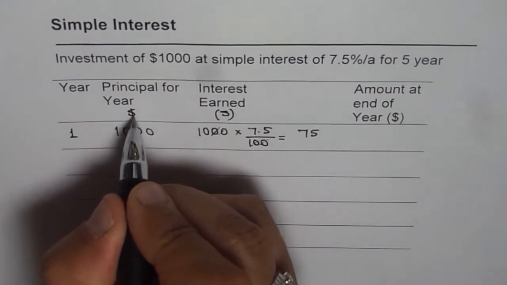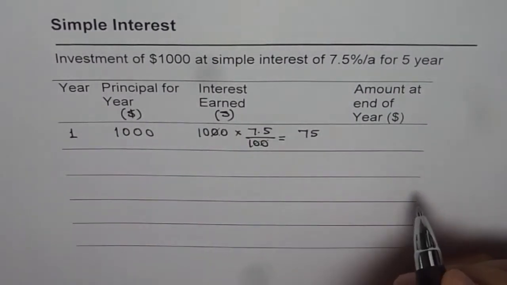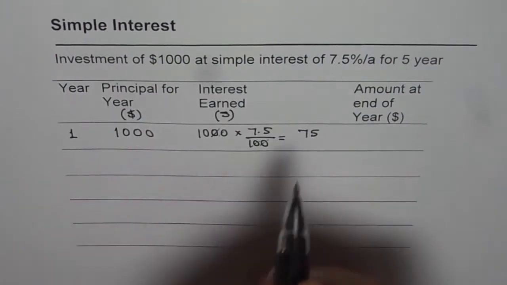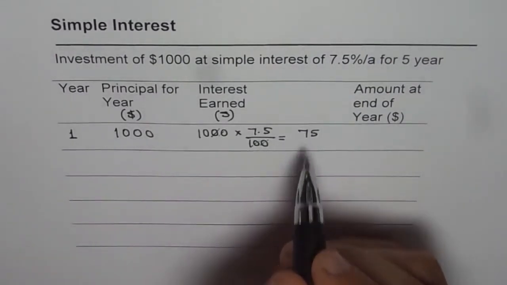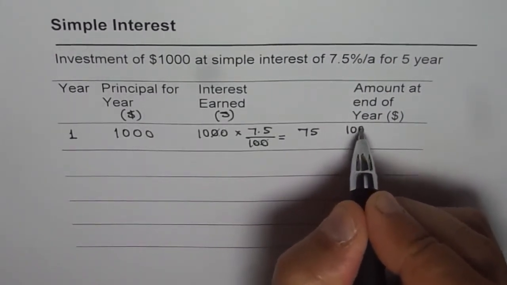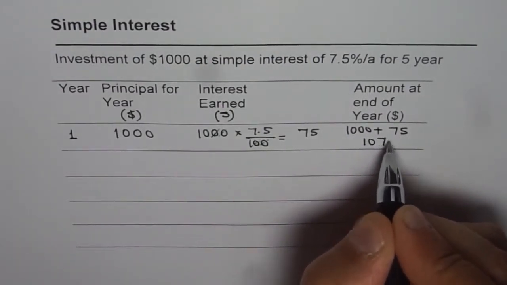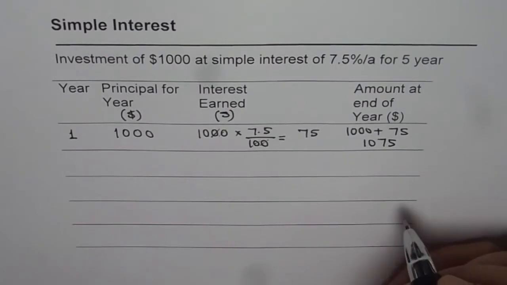So we have the principal amount in dollars. The amount at the end of the year will be the invested amount plus the interest earned on it. So it will be 1,000 plus 75. So it is $1,075 at the end of the first year.